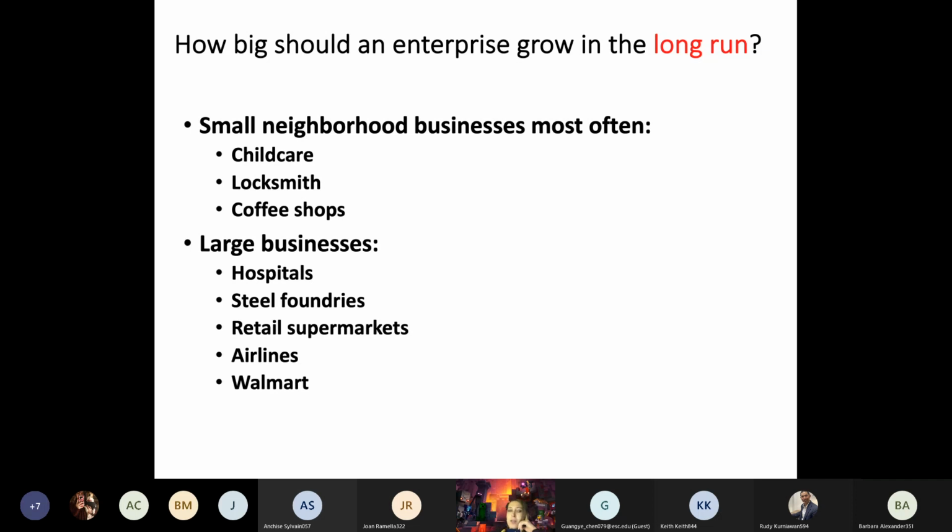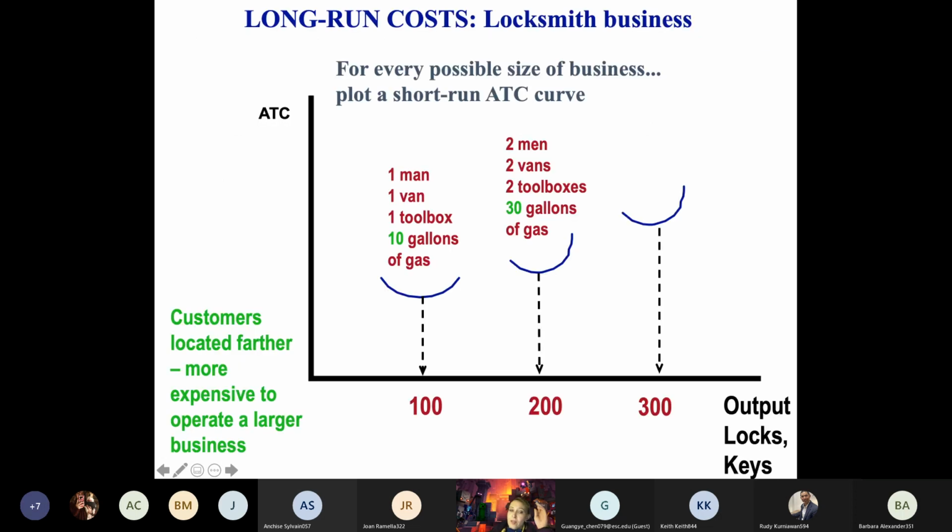Why do we instead see big businesses like banks merging, cell phone companies merging, sometimes airlines merging, but not plumbers and coffee shops and childcare centers? Why is it that in the long run they don't expand and expand and expand? It has something to do with the optimal scale of operation, the optimal scale of production.